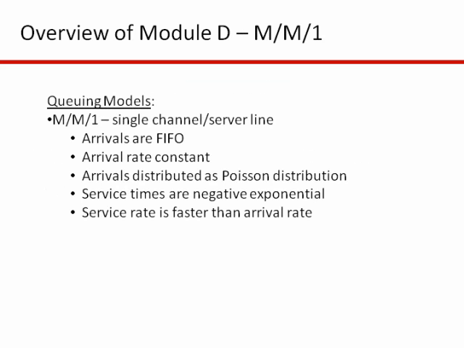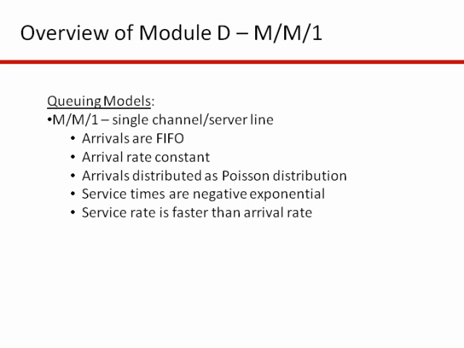All right, so once we have these characteristics, what we're going to do is look at just a couple of models. The first model that we're going to look at is M/M/1. The 1 is a single channel. There's only one line, and people or units arrive first in, first out. It's a constant arrival rate, distributed as a Poisson. Service times, again, are negative exponential.